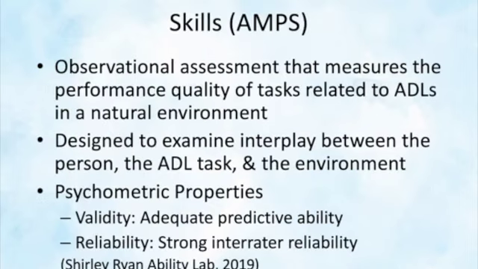So first, getting into the AMPS, this is an observational assessment that measures the performance quality of tasks related to ADLs in a natural environment. It's designed to examine the interplay between the person, the ADL task, and the environment. So again, like the person, the occupation, and the environment. And then its psychometric properties include validity, having adequate predictive ability, and then reliability being strong inter-rater reliability. We got this information from the Shirley Ryan Ability Lab, so if you want to check out more of that, you guys can.